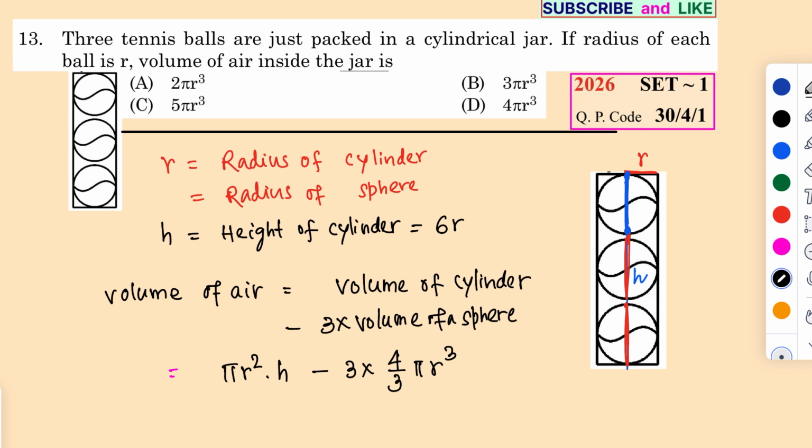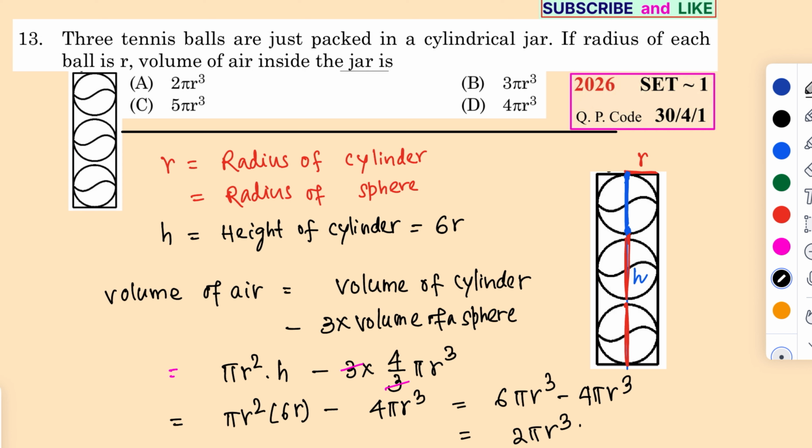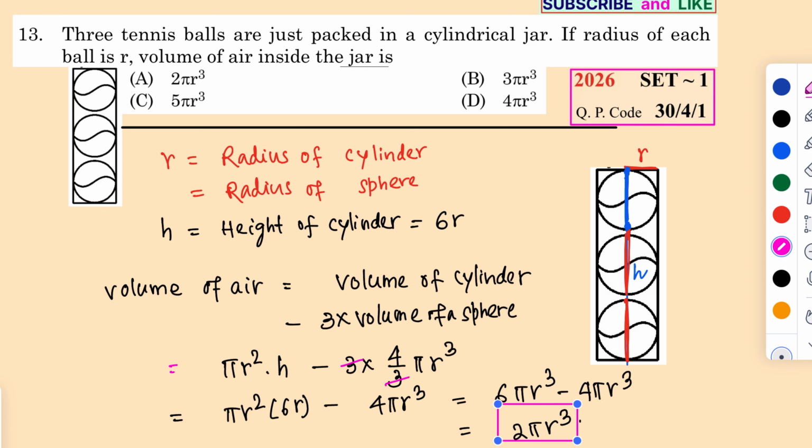Now this will be equal to pi r square into 6r minus, this 3 will be cancelled out, 4 pi r cube. So 6 pi r cube minus 4 pi r cube will be equal to 2 pi r cube. This is the volume of the gap or volume of the air inside the cylindrical jar, which is option A.